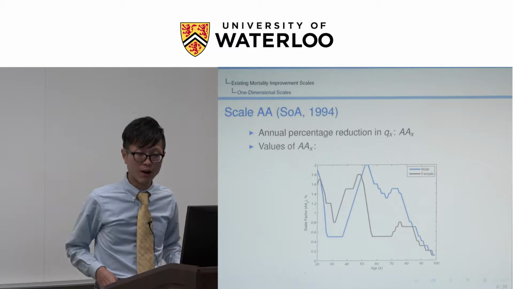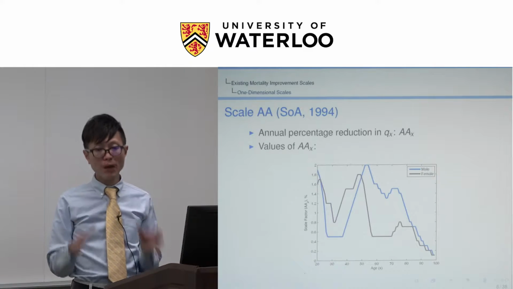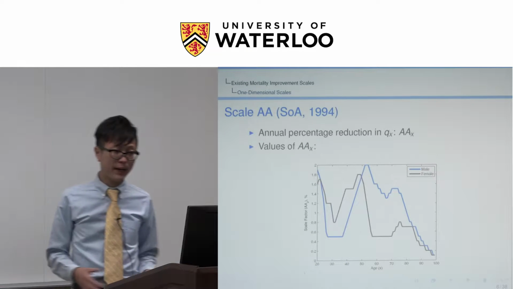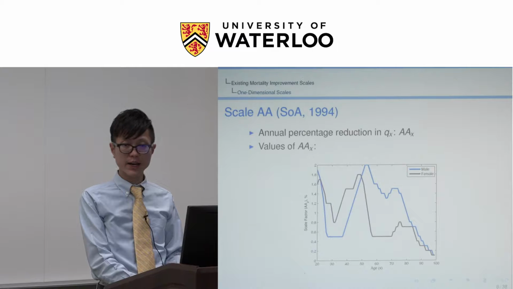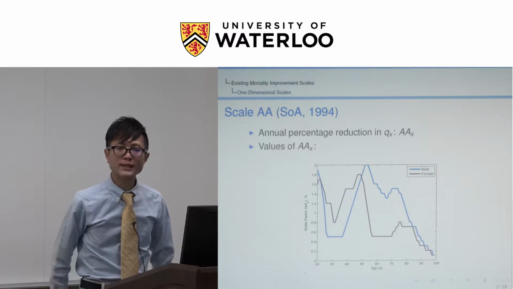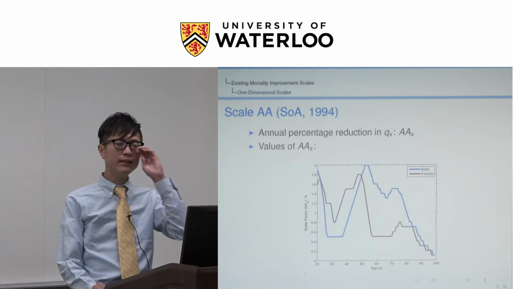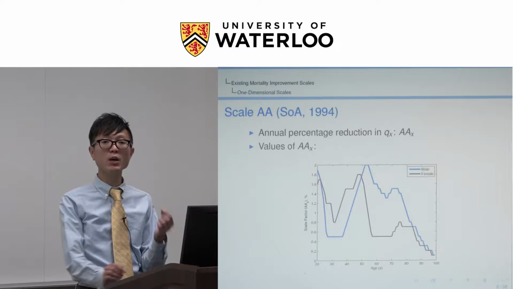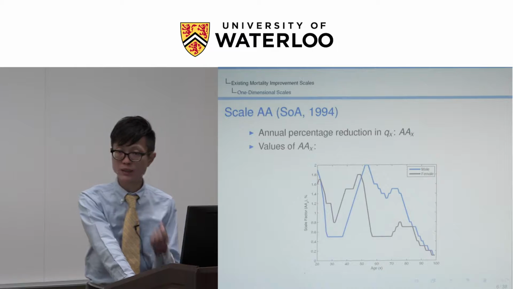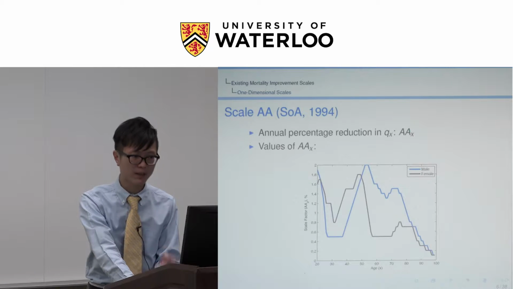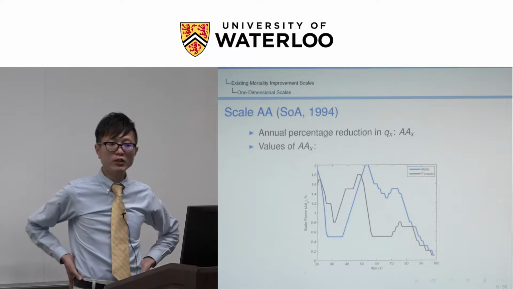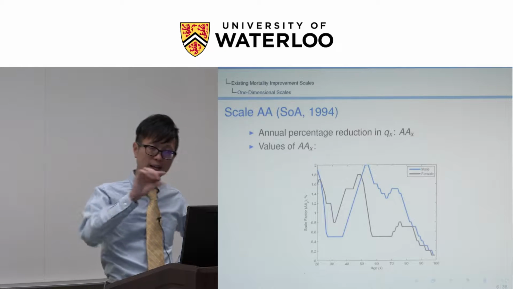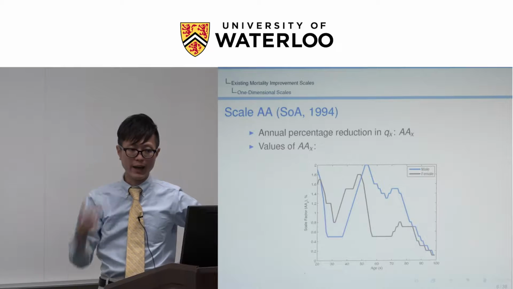In North America, in the past, the most frequently used mortality improvement scale should be the Society of Actuaries Scale AA. Now, Scale AA was developed in 1994. It specifies the annual percentage reduction in age-specific mortality rates. And I'm going to denote the specified percentage reduction for age x as AA_x.